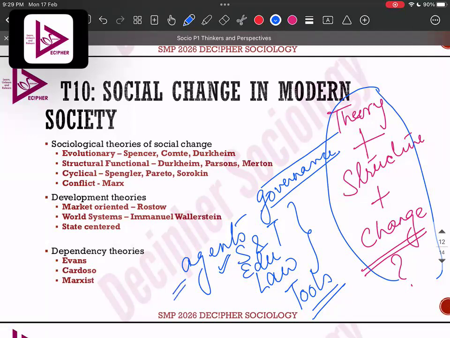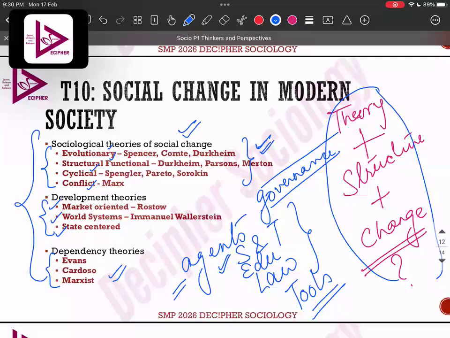Before writing or understanding about these agents, we have to study a few theories. First will be the theories of social change. Nothing is mentioned in the syllabus, but on the basis of PYQs we have finalized these thinkers or theories: evolutionary, structural, functional, cyclical, conflict. Then in development also nothing is mentioned, but on the basis of previous year's papers we have market oriented, world system, state centered. Similarly for dependency these thinkers are there. These we have to remember because questions are asked on these thinkers, and also on how these tools help in bringing about social change.